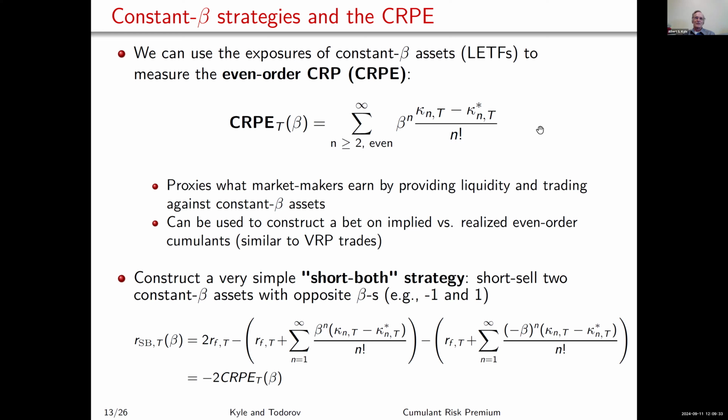So we think these even order cumulants are a good way of thinking about how important these cumulants are, and also mapping it into the idea of market making. So we construct a really simple short-both strategy, which is to sell the constant beta assets with opposite betas. Now you could argue that we should have done it with +3 and -2 somehow, but it doesn't matter that much. You just have to weight it properly. And when you do, you're doubling up. So that's where the -2 is. You're doubling up on the even cumulants in your betting.